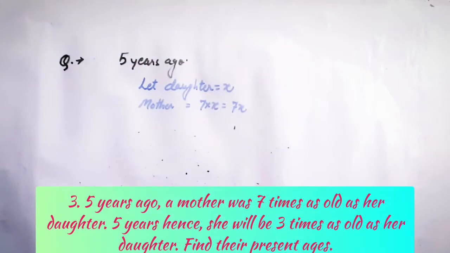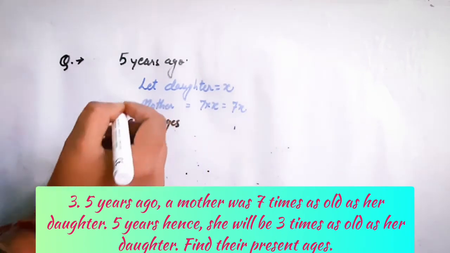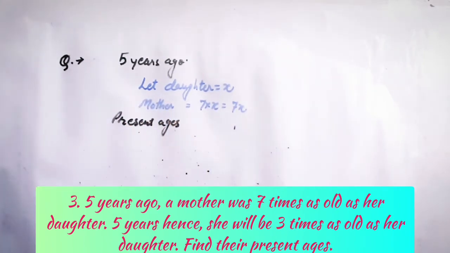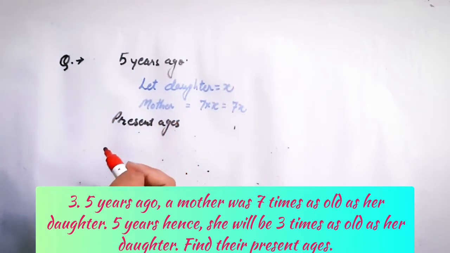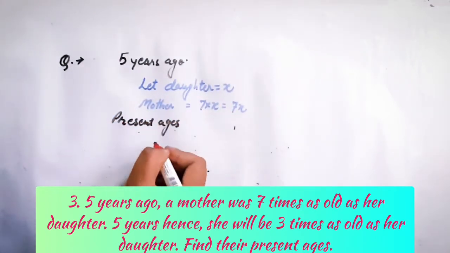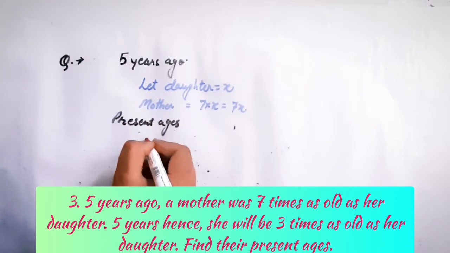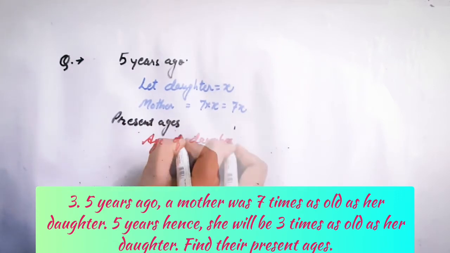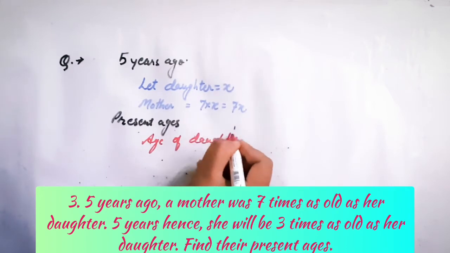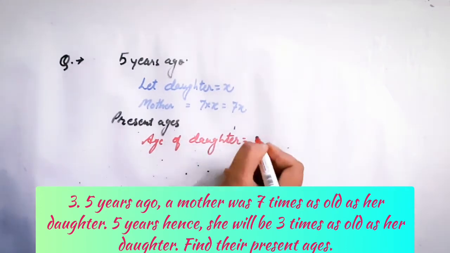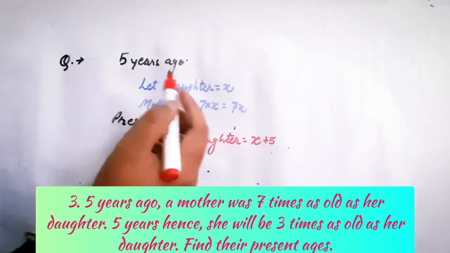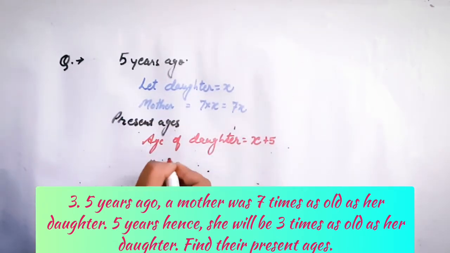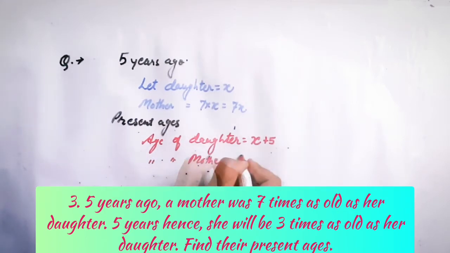Now come to present. What will be their present ages? If 5 years ago the daughter was x years old, then at present she will be x plus 5 years old. Then the mother was 7x, so the age of mother will be 7x plus 5.